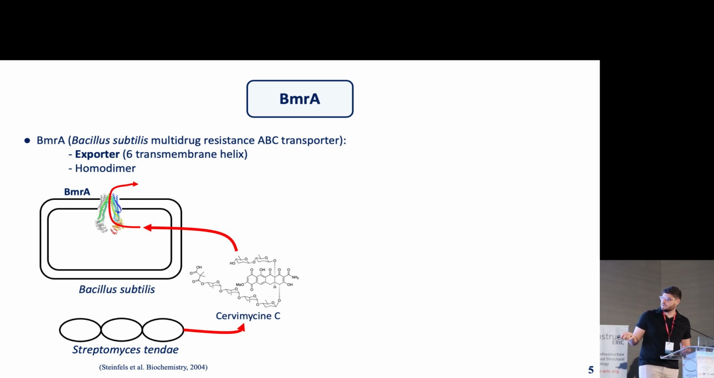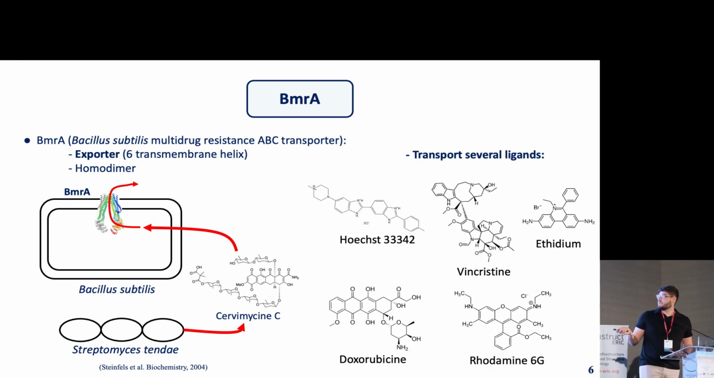In the same biotope, Streptomyces tendae secretes 7-chlorotetracycline, an antibiotic to kill Bacillus subtilis. Bacillus, in response, overexpresses BmrA to decrease the intracellular concentration of this antibiotic below its cytotoxicity threshold. Moreover, BmrA can expel a variety of substrates. It belongs to the multi-drug resistance proteins.